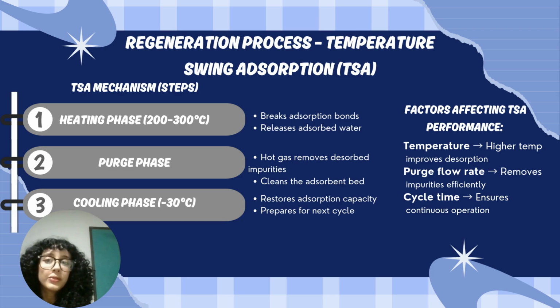The performance of TSA depends on several factors. Higher temperature improves desorption efficiency. The purge flow rate helps remove impurities effectively, and the cycle time ensures continuous operation of the system. Overall, TSA allows the adsorbent to be regenerated and reused, making the process efficient and sustainable.